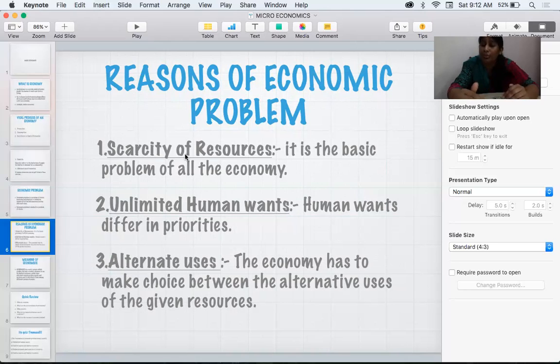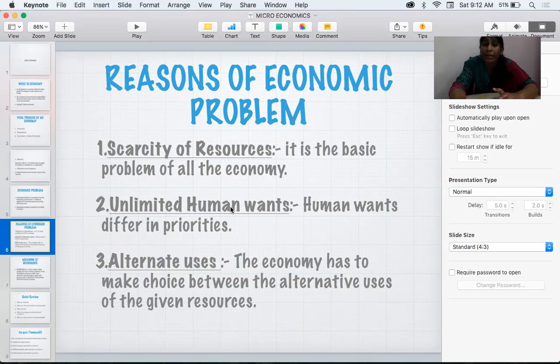With these limited resources, we have to satisfy the unlimited needs. And this is not a problem of an individual. It is a universal problem. It relates to individuals, countries, and all other sectors. The scarcity of resources is not an individual problem. It is affecting organizations, it is affecting individuals, and it is affecting a country as a whole also.